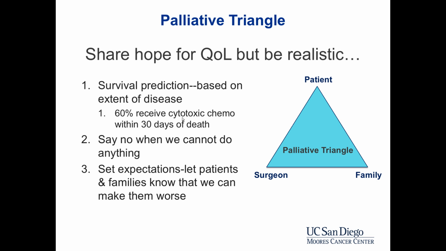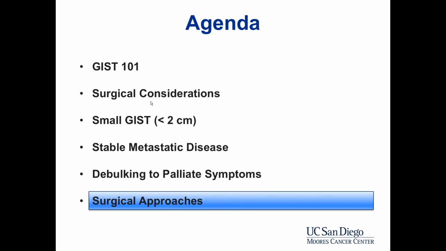About half of patients in general that have cancers will still receive chemotherapy within 30 days of dying, which is probably not appropriate in a lot of situations. It is appropriate to say no when it's not going to benefit somebody, and we need to, as a group, in this triangle, have realistic expectations of when to expect there to be a benefit from an operation.